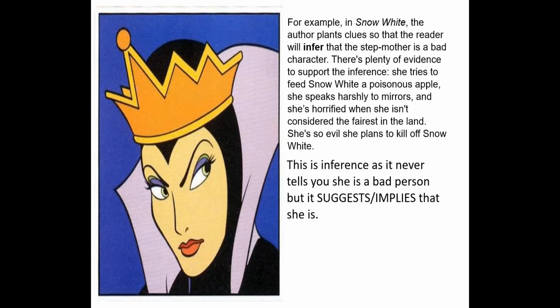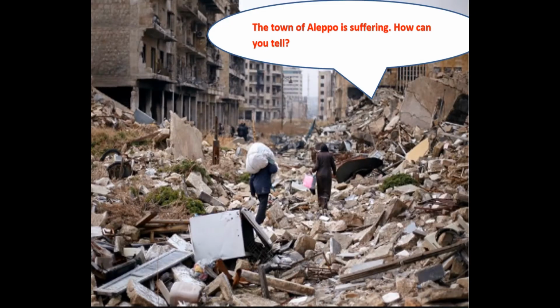This is what we call inference. Okay, what can we tell about a person and their feelings based on what we've read? Now let's take the same principle and apply it to a photograph. You can see a picture there of Aleppo. This is a city in Syria. There are lots of clues here about what Aleppo might have gone through, how the people feel, and what might have happened.